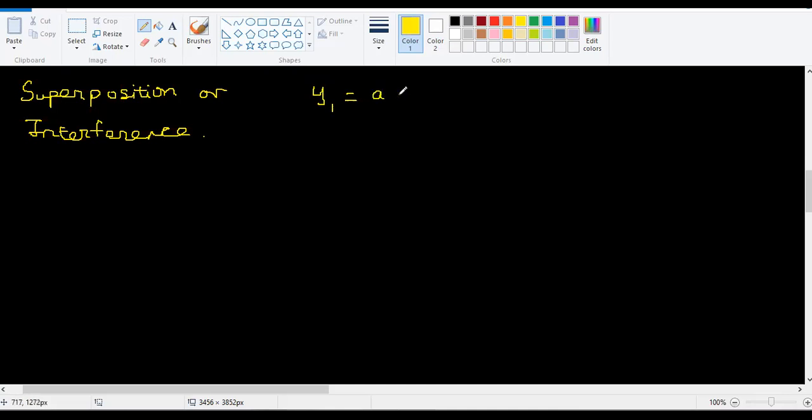Equal to A sine kx minus omega t. Suppose if I say this is one wave, and if I say there is another wave, this is very, very important for your 12th also. Only thing, you'll be studying about light there. So light waves you'll be studying. The concepts, the formulas, everything is exactly the same. So study it properly. So sine kx minus omega t plus phi.